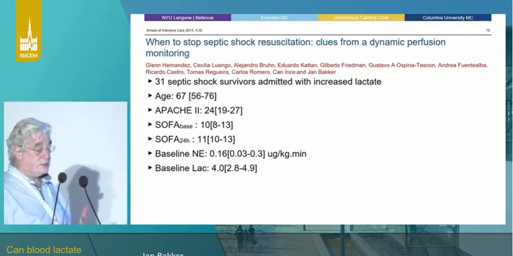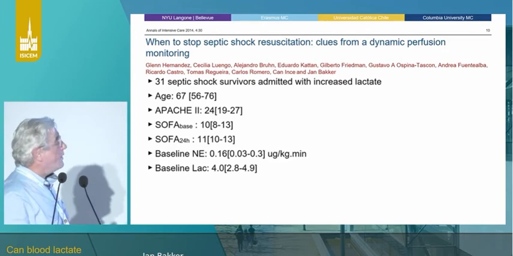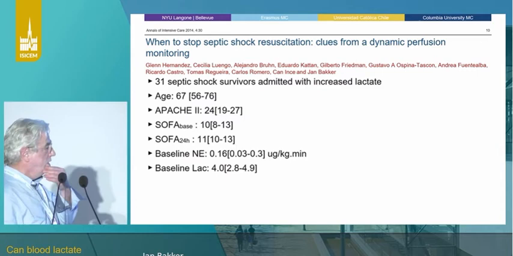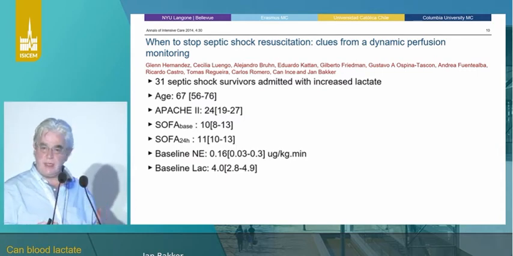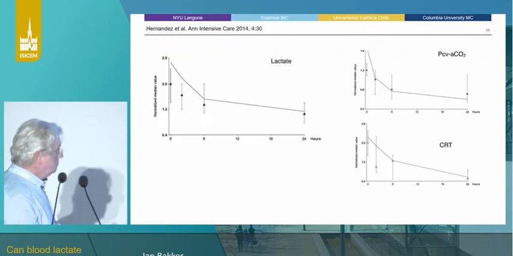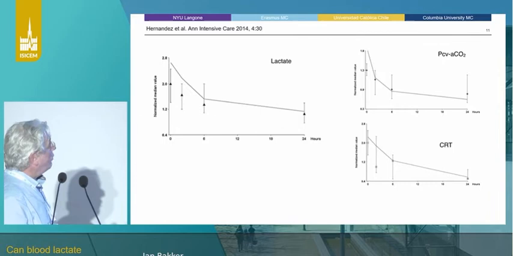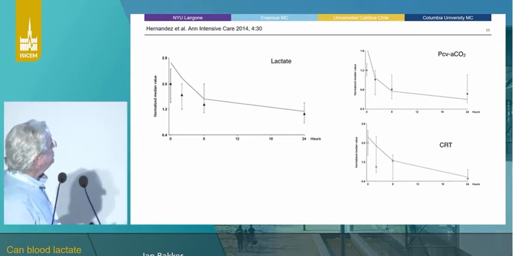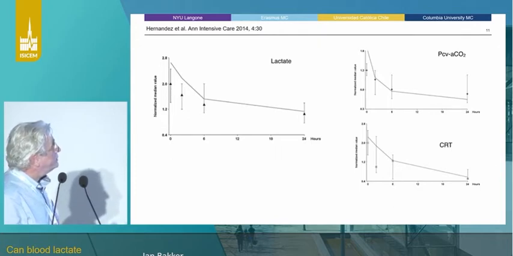And to test that, we studied surviving patients of septic shock. So we took 31 septic shock survivors and we measured the normalization of lactate over time in the survivors, and we had measurements at 2 hours, 6 hours, 12, 18, and 24. And this is normalization of lactate, and this is the normalization of perfusion parameters. This is the delta PCO2. I will talk about that in my last presentation. And this is capillary refill time.